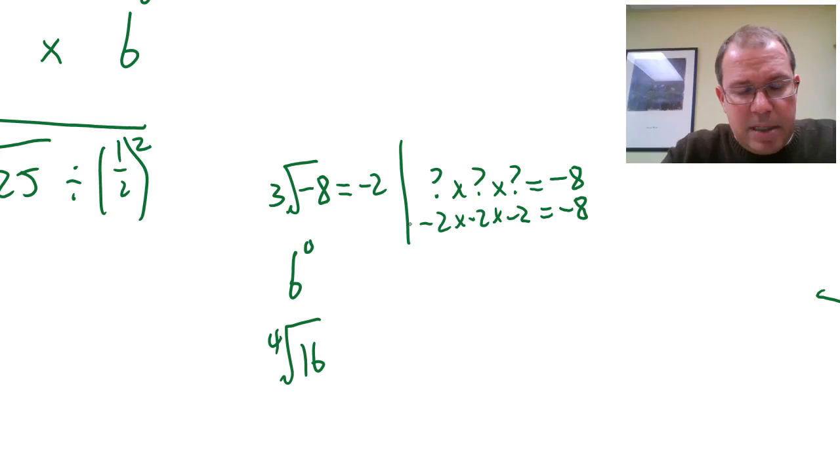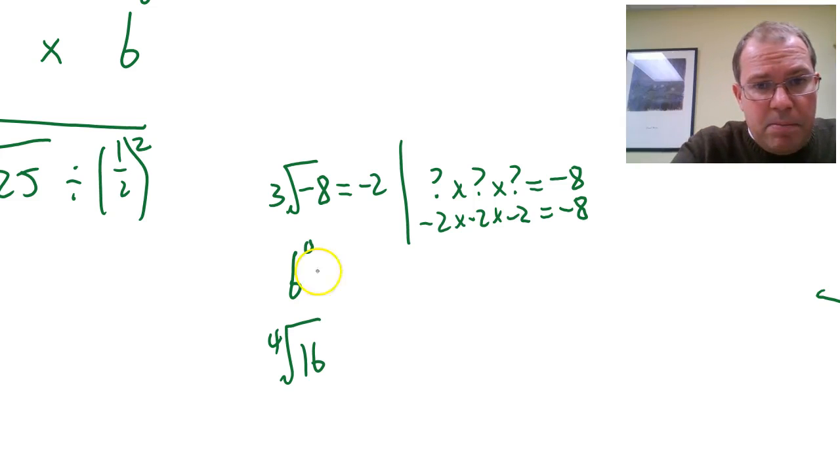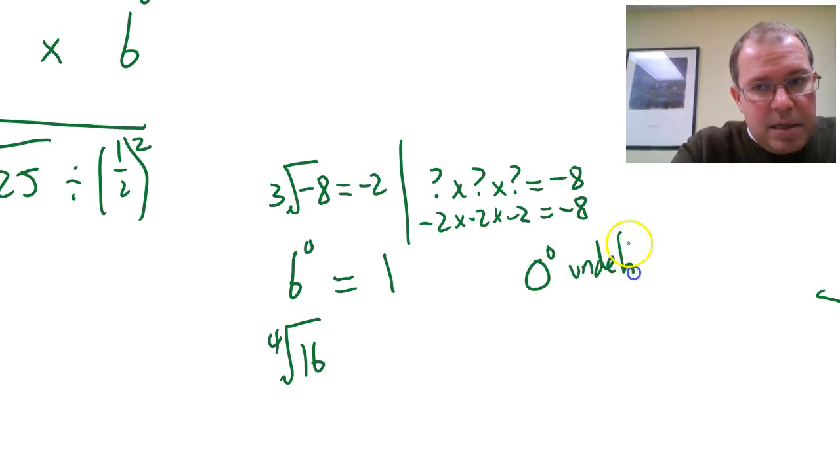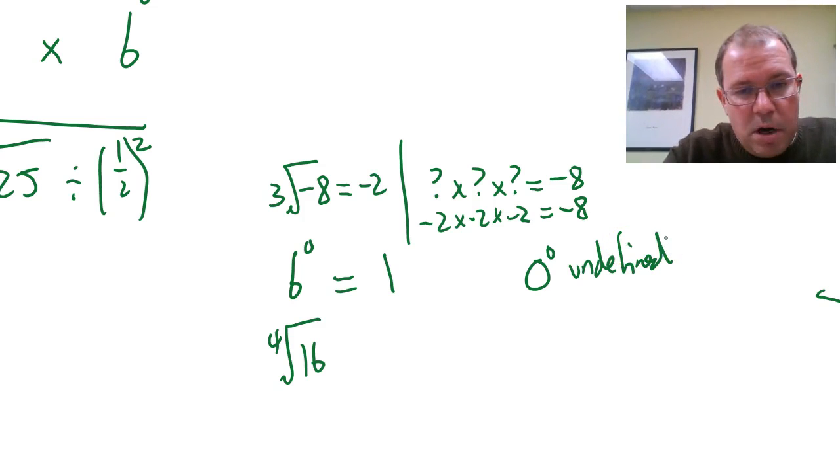Now let's think about 6 to the power 0. I explained this in another video, so you might want to check out my video on powers of 0, but remember, anything to the power 0 is always 1, as long as it's not 0 to the power 0. So 0 to the power 0 is undefined, but anything to the power 0 is 1.